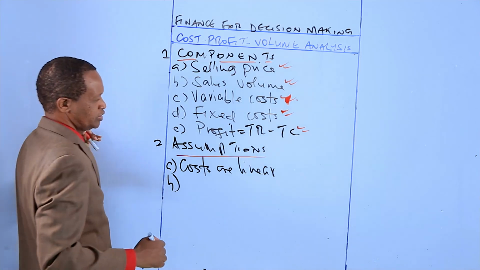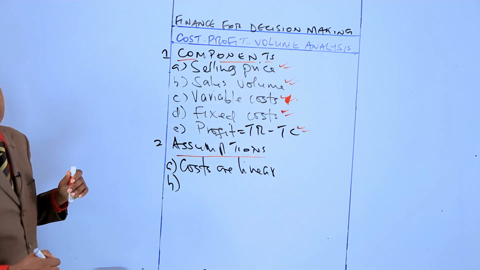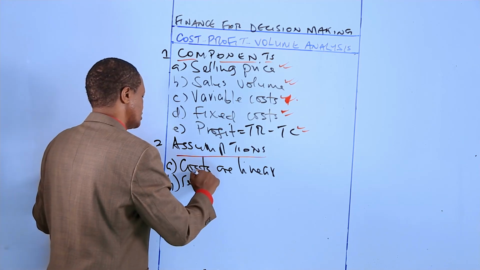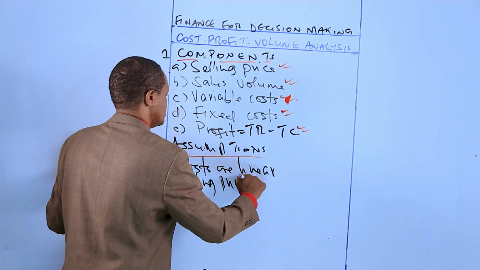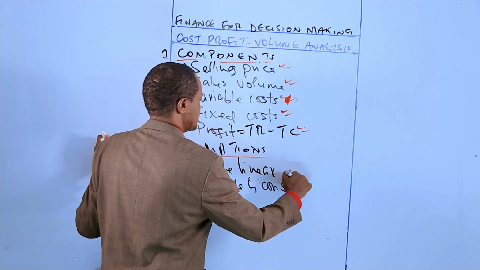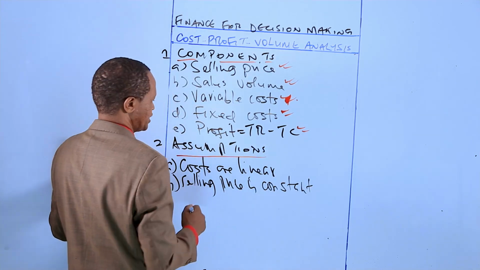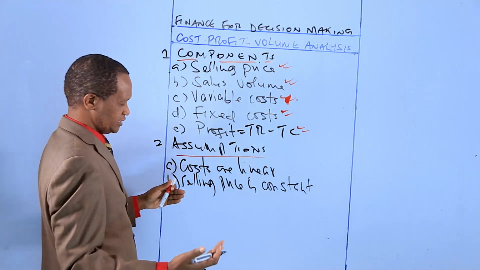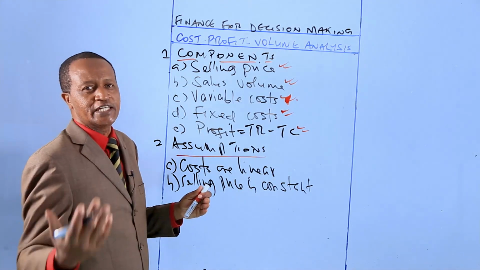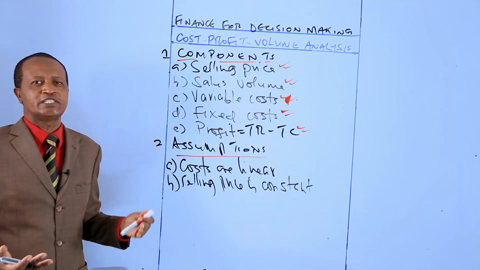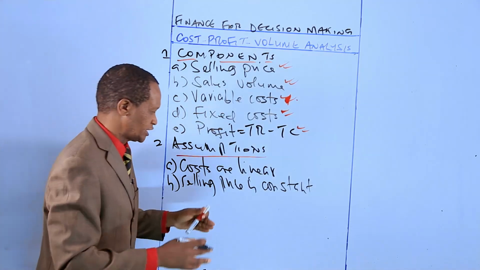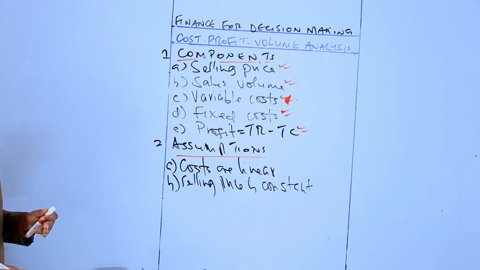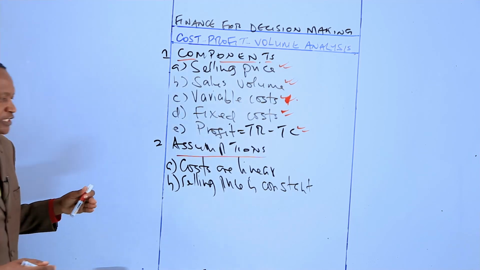Assumption number two is that the selling price is constant. It is assumed that selling price is constant throughout the period of analysis. Selling price is assumed not to change. The selling price per unit does not change during that period of analysis. That's the second assumption.